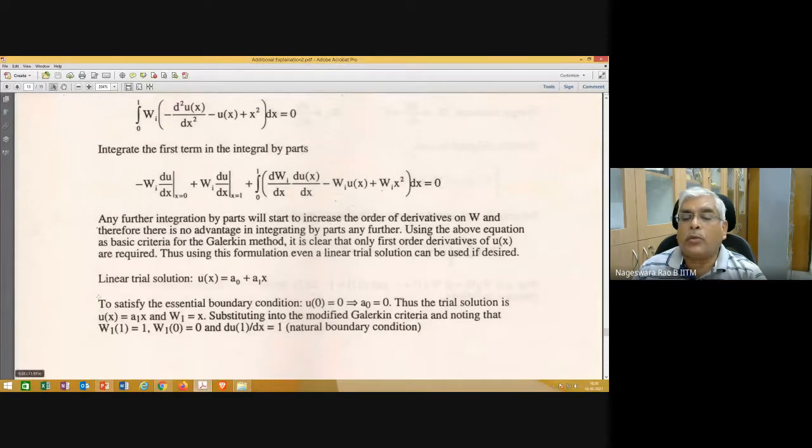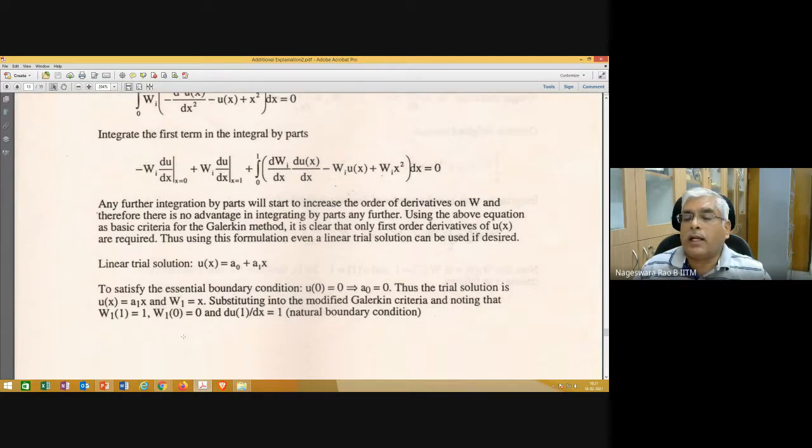After substituting the essential boundary condition, the admissible trial solution becomes U is equal to A1x, and the weight function is going to be the partial derivative of U with respect to A1. It's going to be x. And what is the weight function value at x is equal to 1 and x is equal to 0? That is all evaluated here, and you can go through it.